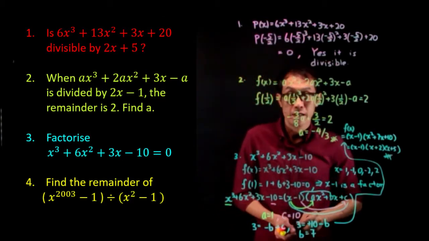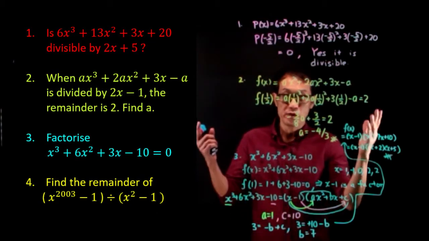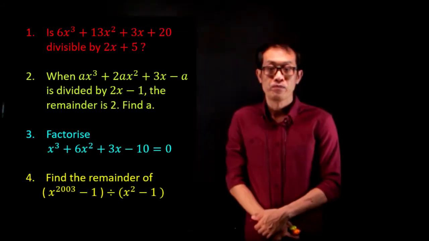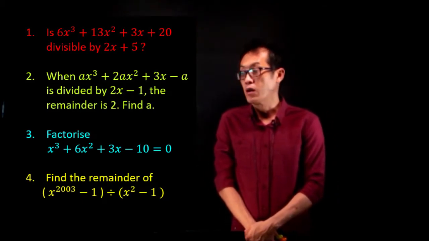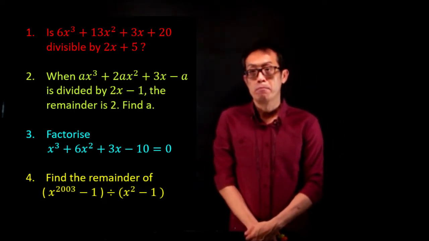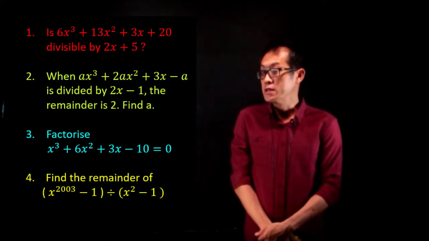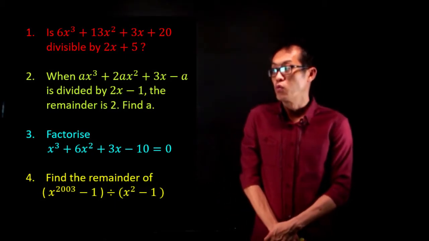question number 3. Now we will move on to question 4, but before that I need to erase the board. In question 4, you are asked to find the remainder of x to the power of 2003 minus 1 when it is divided by x squared minus 1.